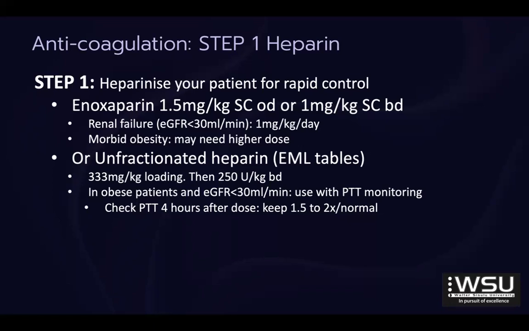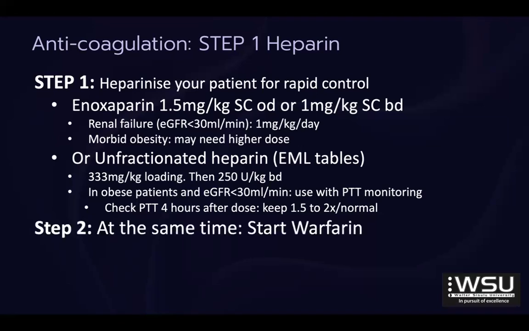And the way you do that is you check that PTT 4 hours after you've given the dose, and you aim for about 1.5 to 2 times the upper limit of normal.